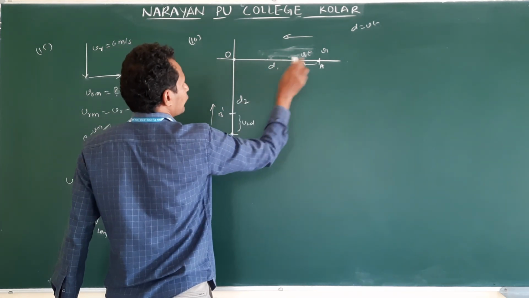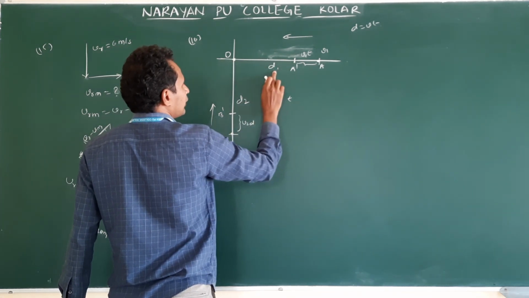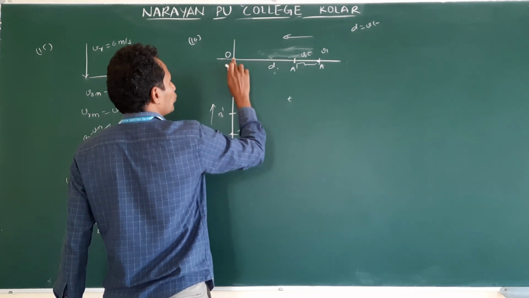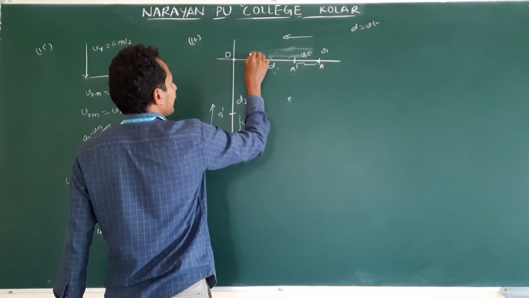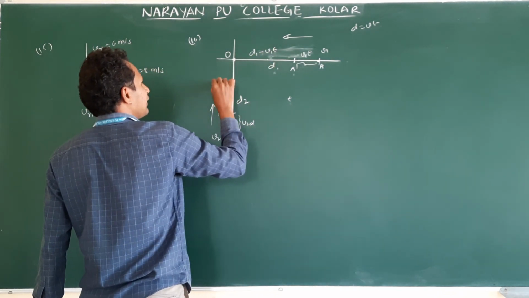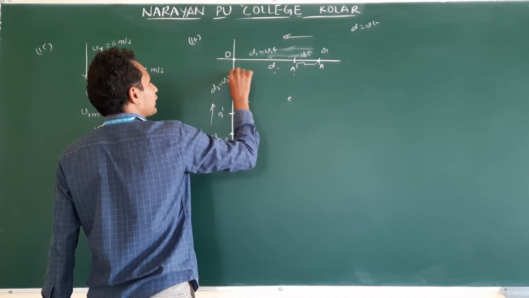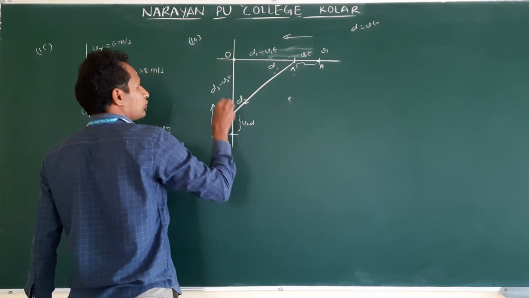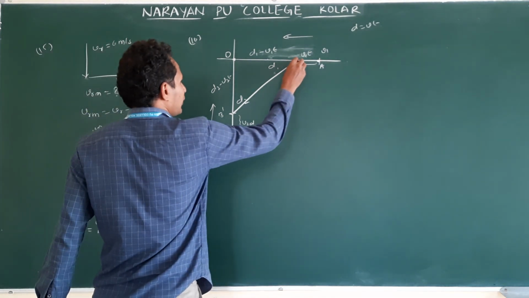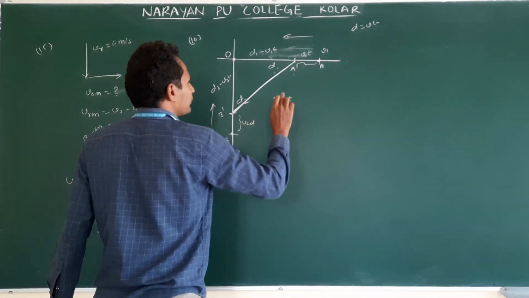Remaining distance is what? From O to A is d1. After time t, the distance of the object to O is OA1. This I can write as d1 minus v1t, and this I can write as d2 minus v2t. So this is the separation after time t.